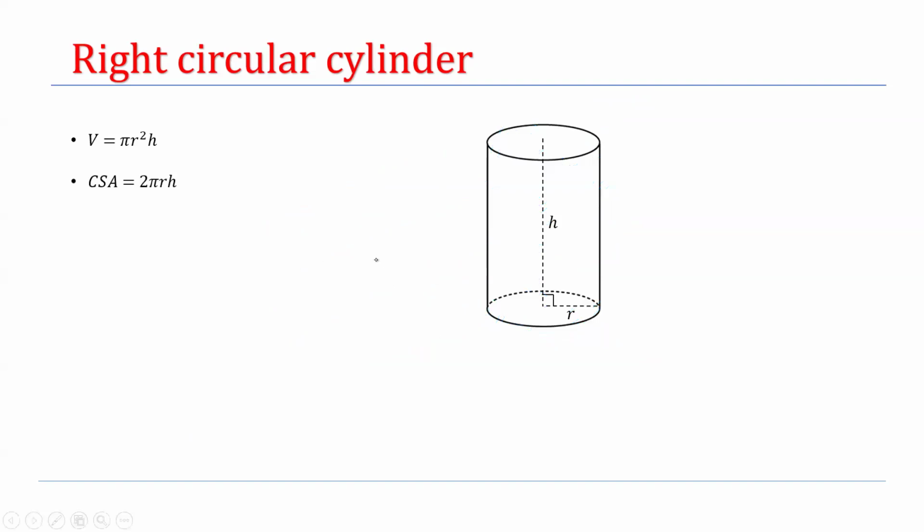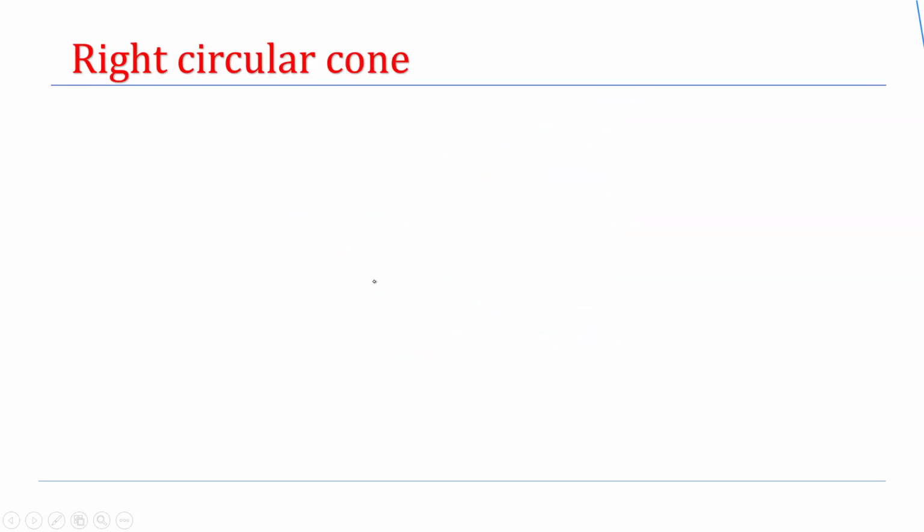So CSA is 2 pi r h, TSA is 2 pi r into r plus h. Okay. Next, cone. What about the cone? What is the volume of this cone?